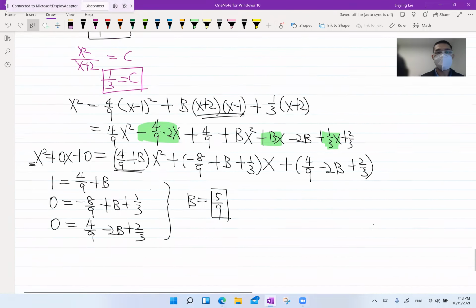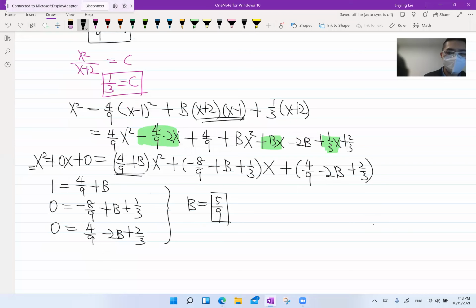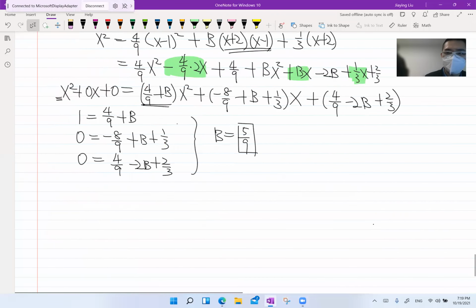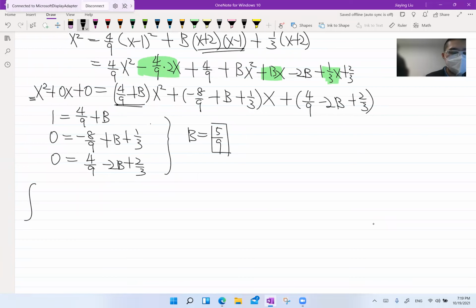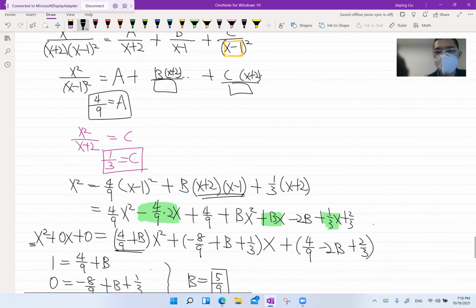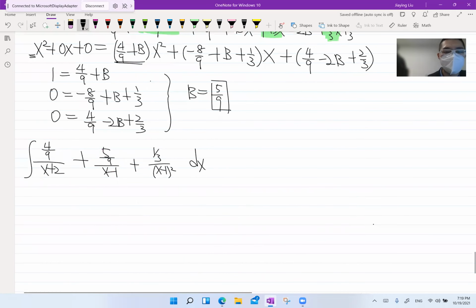So now go back to what we have, right? We had the integral. After we rewrite it using partial fractions, we have 4 over 9 divided by x plus 2. And then b is 5 over 9 divided by x minus 1. And then the last fraction is, let's see, c is 1/3 divided by x minus 1 squared. Yes. Let's double check. Correct.